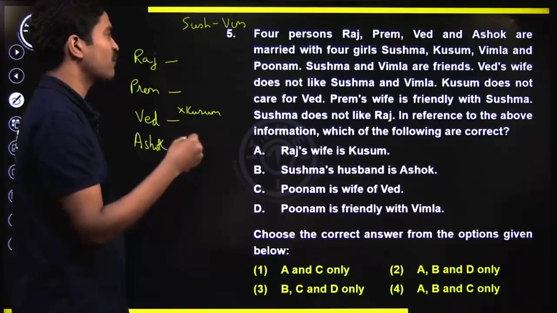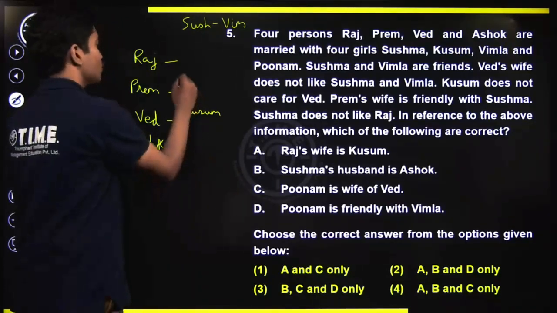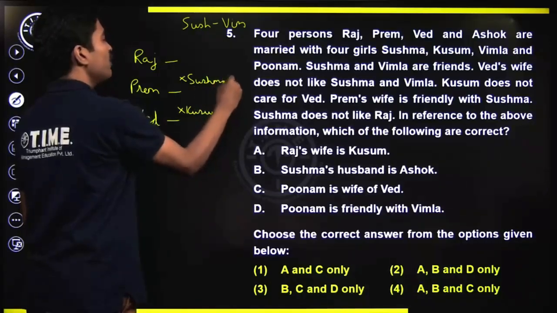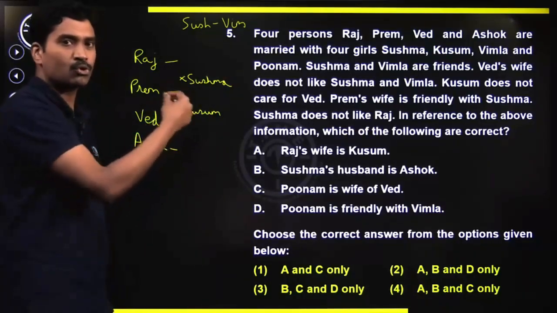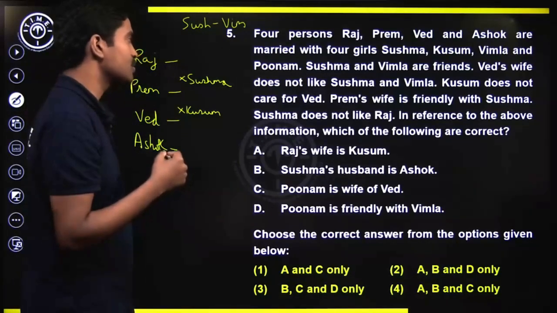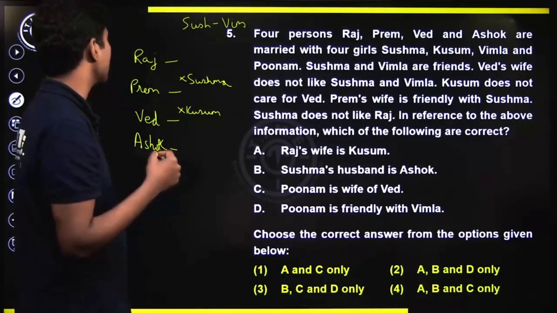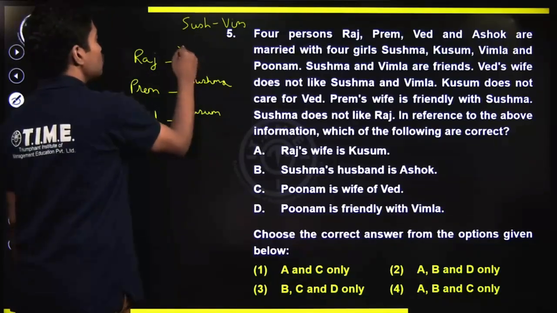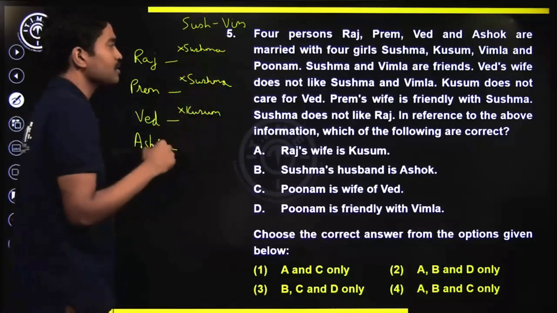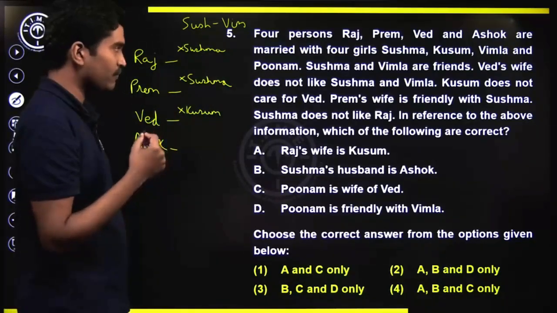Prem's wife is friendly with Sushma. So Sushma is not Prem's wife. Prem's wife, whoever it is, is friendly with Sushma, so Sushma is someone else's wife, not Prem's wife. What else do we know? Sushma does not like Raj, which means again Sushma is not Raj's wife.